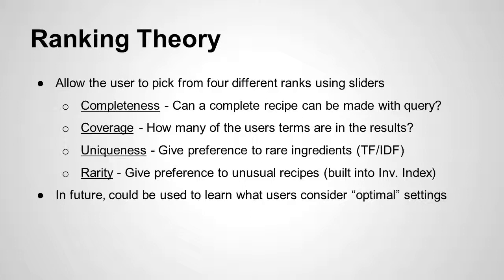The third ranking metric was uniqueness, which we modeled based on the idea of a TF-IDF ranking. This particular measure would give extra weight to more rare ingredients in the query, which would in theory hopefully better hone in on recipes that are a little bit more specific and nuanced. Finally, we used an absolute metric of rarity. This was defined at the document level and was designed in a way that would give preference to unusual recipes based on the individual ingredients that were used in making that recipe.